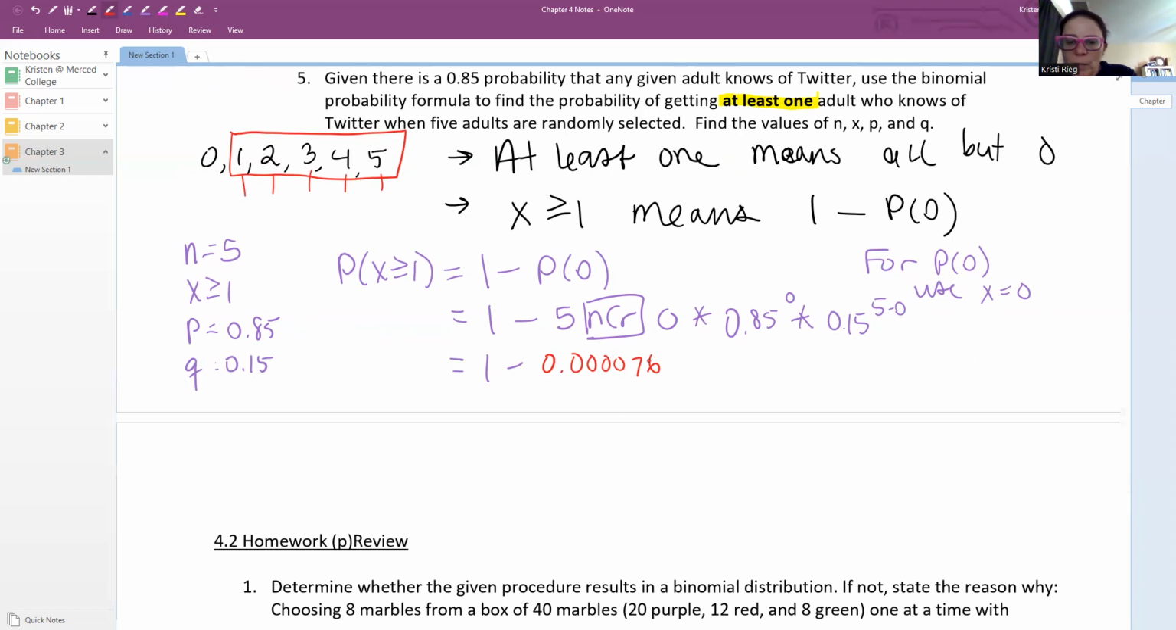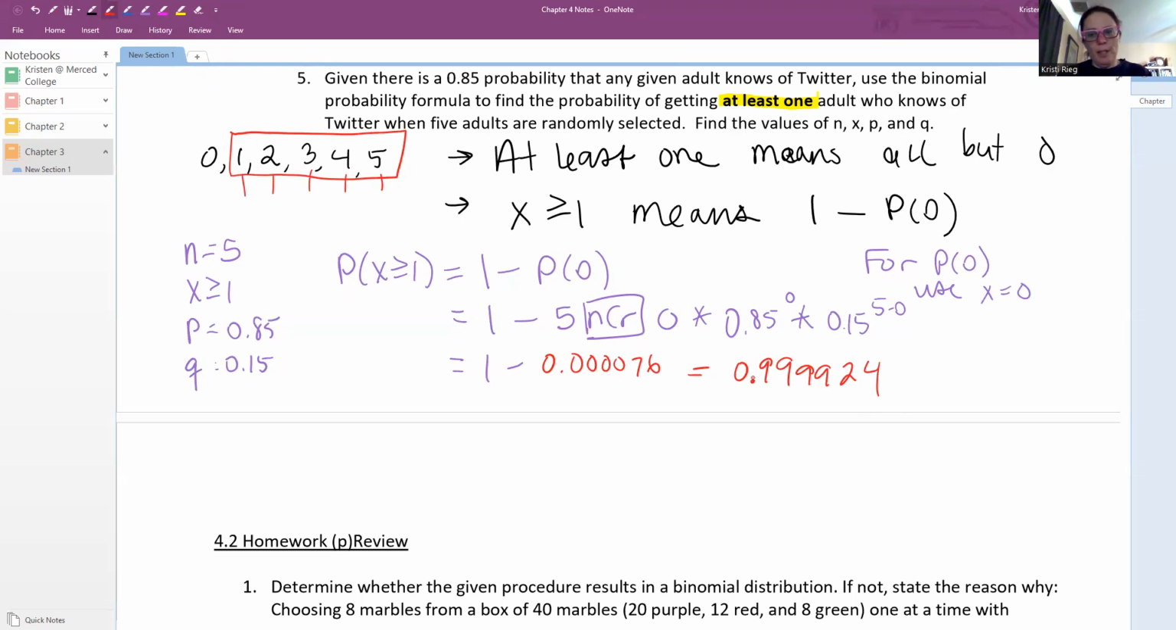And so now to finish this problem, I'm going to do 1 minus 0.000076, which is 0.999924. It's like a 99.99% chance that at least one person knows about Twitter. So this number is super close to 1 because it's so likely that at least one person knows about Twitter.